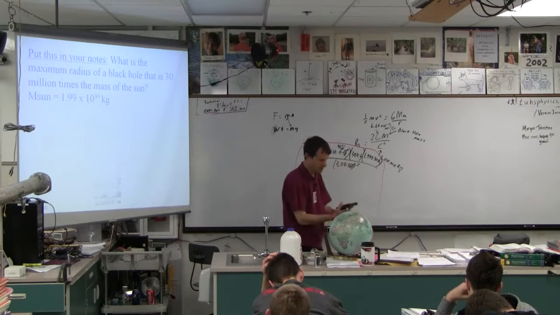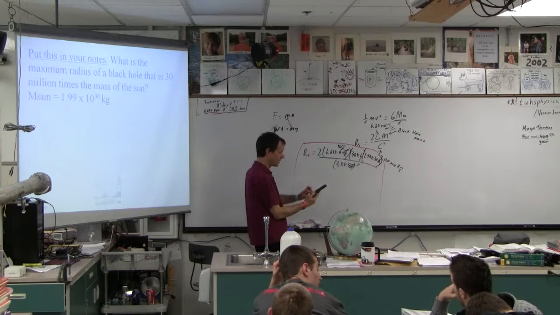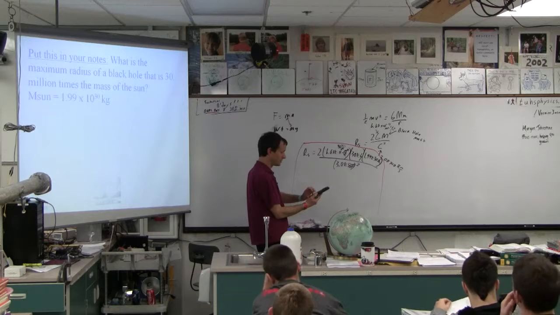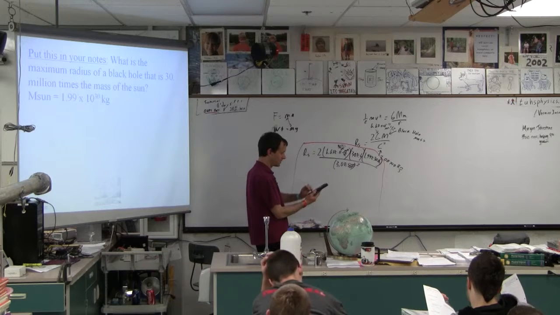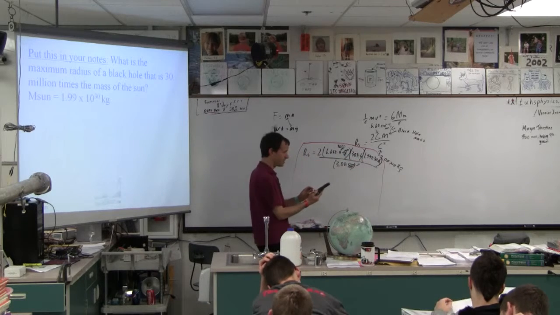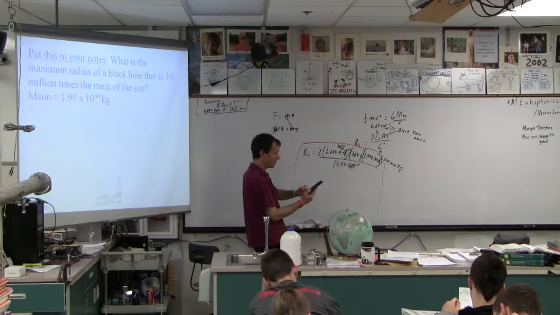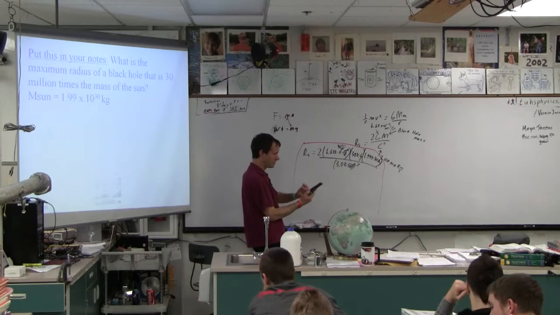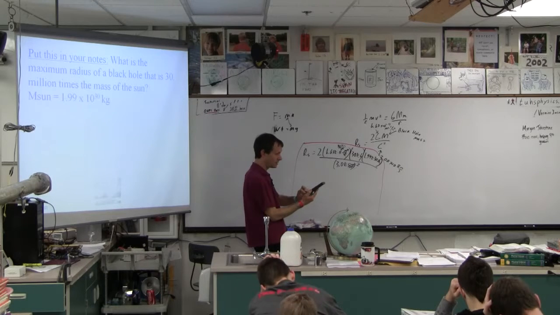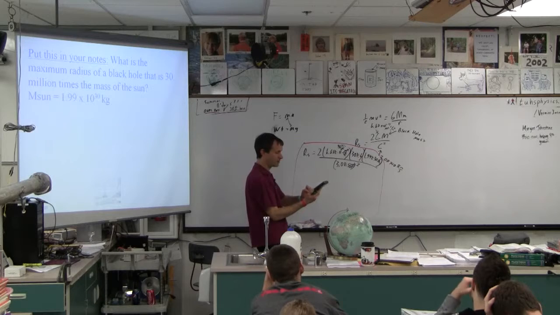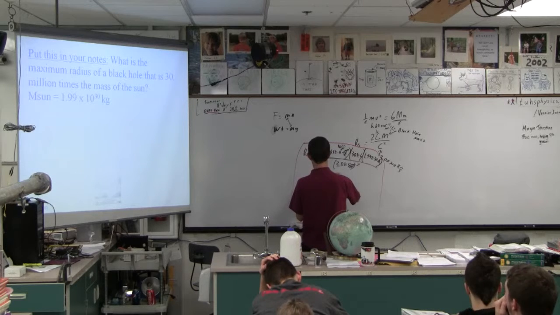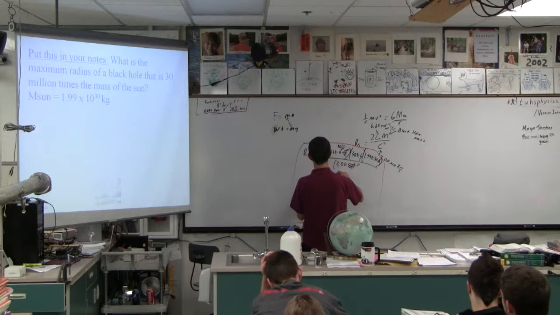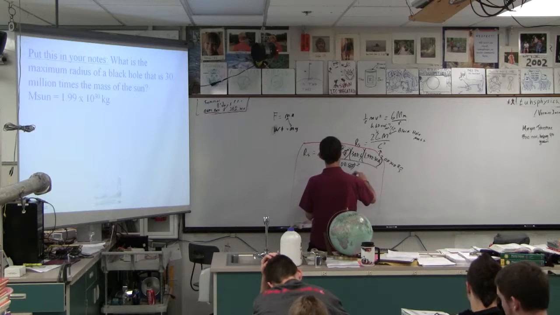What do you get for the... So 2 times 6.67, right, times 30 E6. So this is 30 million solar masses, right? Times 1.99 E30 divided by 3 E8 squared. Do this. It's one of the few peppy things we're going to do. I'm going to say 8.85 is what I'll say, times 10 to the 10th meters.